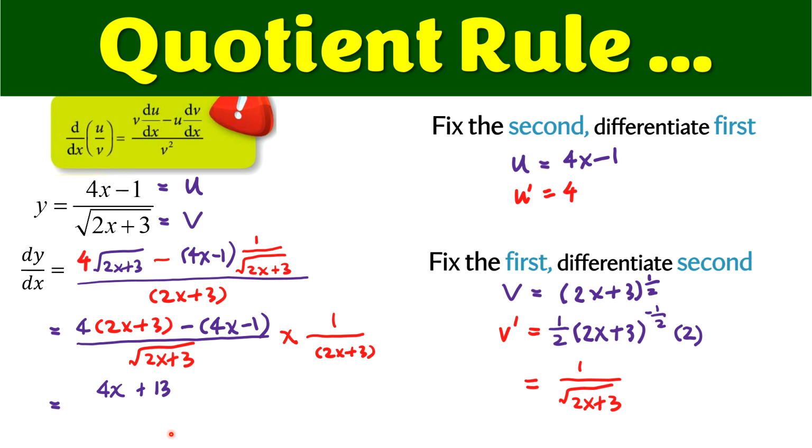Now, how about the denominator? It is important that you know how to simplify these two terms together. After I simplify, the denominator will give me square root of 2x plus 3 cubed. This is the part where I need all of you to take note. You must know how to simplify this term, the denominator, to get the final expression, square root of 2x plus 3 to the power of 3. So take note of this.